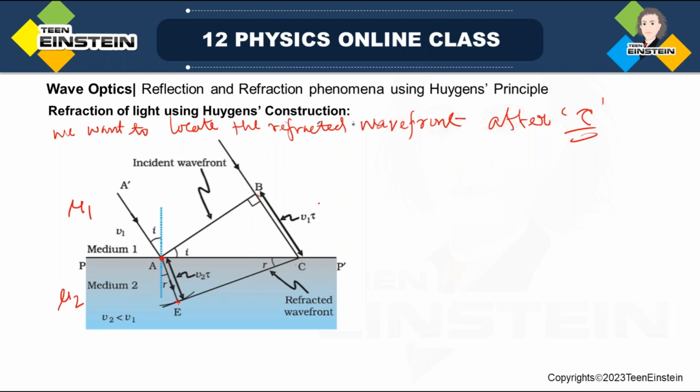So by the time this B reaches C, there will be secondary wavelets reaching E in the second medium. That means this AE distance and this BC distance will not be equal. Why? Because time is same, but the velocities, see V1 will be greater than V2 because this is air, say, and this is some denser medium. In the denser medium, light will not move faster, okay?